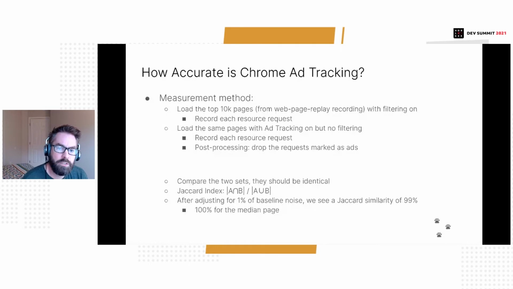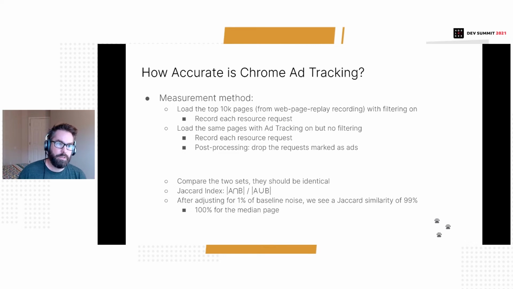So next, we load those 10,000 sites with ad filtering enabled with our filter list and keep track of the resource requests. So with ad filtering enabled, we load the 10,000 sites, and all that you should see is the stuff that's not ad content, and that's one set. And then we load those same sites with ad tracking enabled, but filtering disabled, right? And now we see all the resources, but we've labeled the set that are ad related. And then we remove the tagged resources.